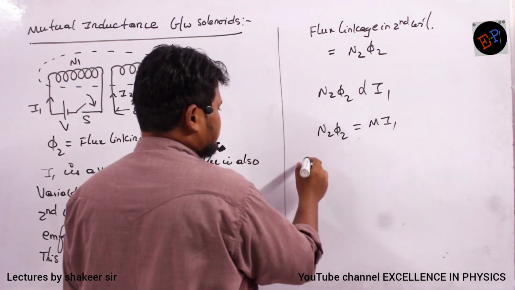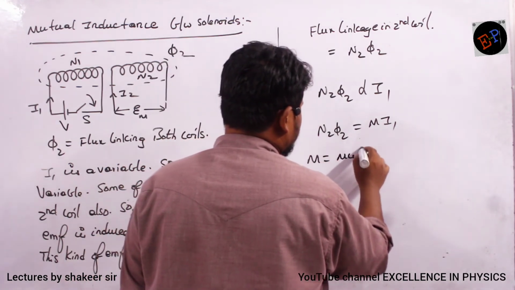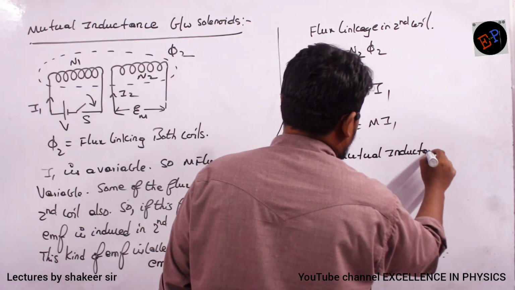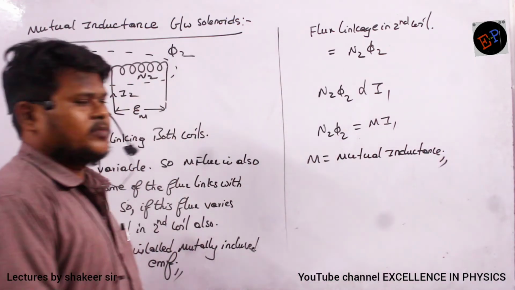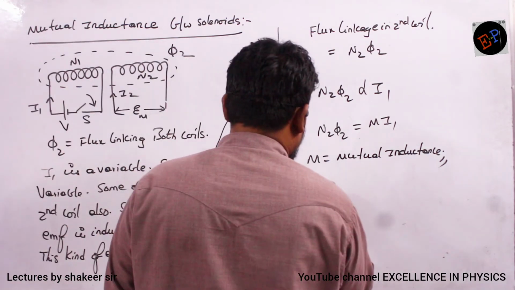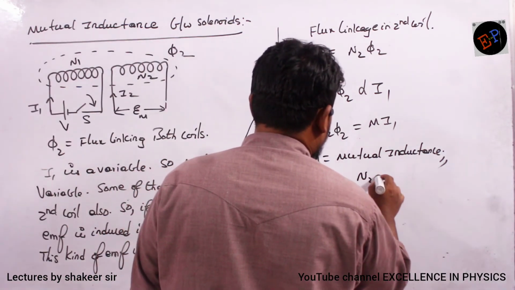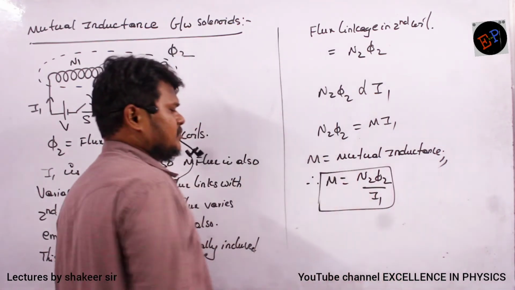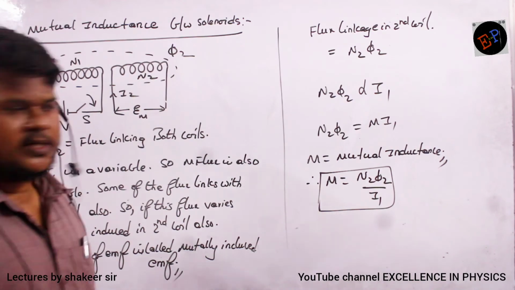So this M is called what? This M is called mutual inductance. Are you able to understand? So therefore how can I define the M value? M is equal to N2 phi 2 divided by I1. This is one method of explaining mutual inductance. Are you able to understand?